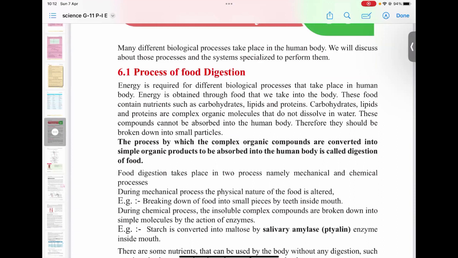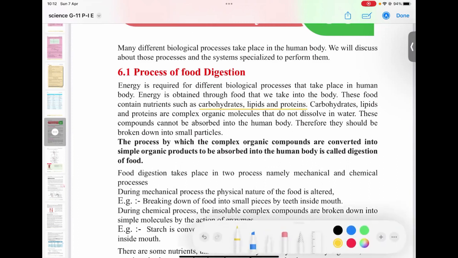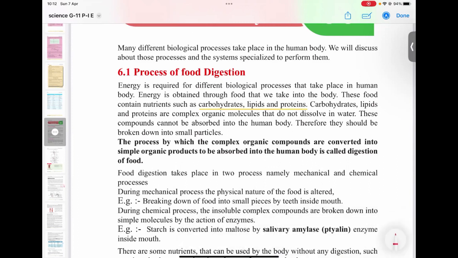As I was telling, energy is the main thing you need. If you want energy, you need nutrients. The nutrients you mainly get are carbohydrates, lipids, and proteins. What is the problem with them when they get inside the body? Carbohydrates, lipids, and proteins are complex organic molecules. You might have studied them in grade 10 in the first unit. They have monomers, all connected together by bonds, so they are complex.